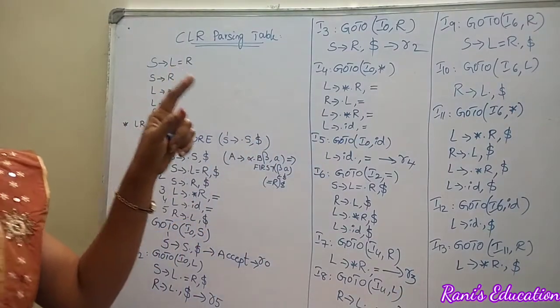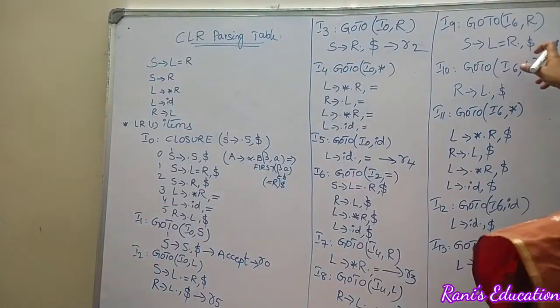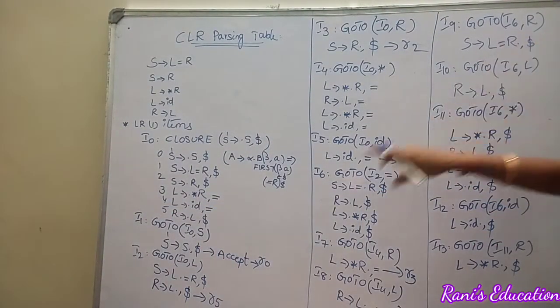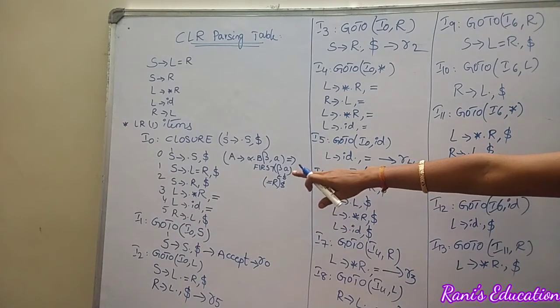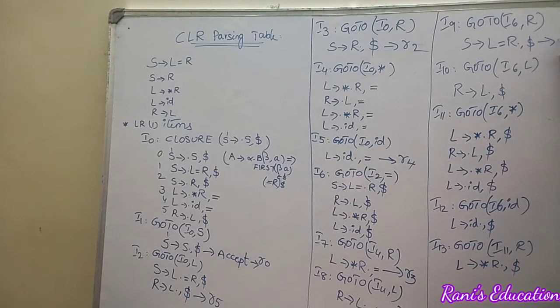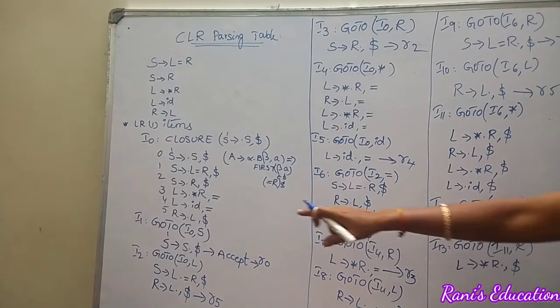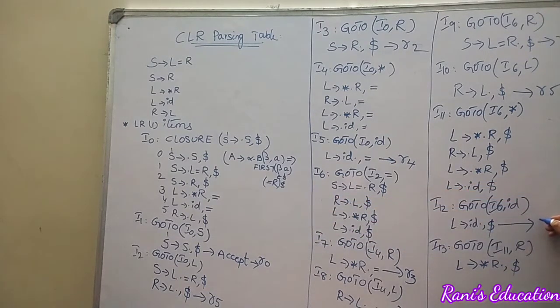So go for I9. In I9, the reduction number is S → L = R. So that is R1. What about R → L here? That is R5. So in I11, no items are completed. Go for I12. In I12 we got the completed item, that is L → id, whose production number is 4, that is R4. So this is R3. Right?